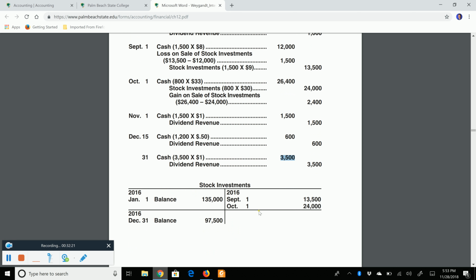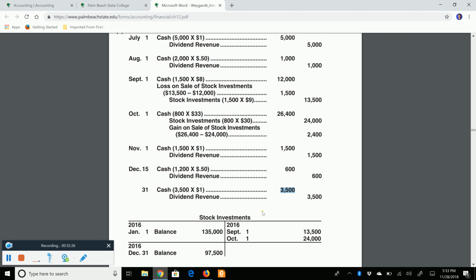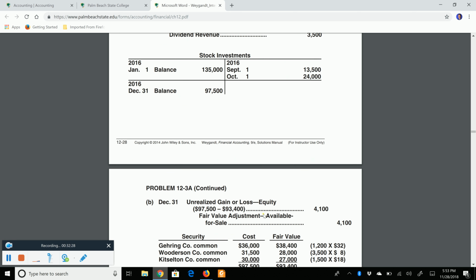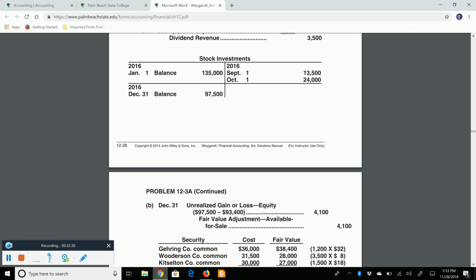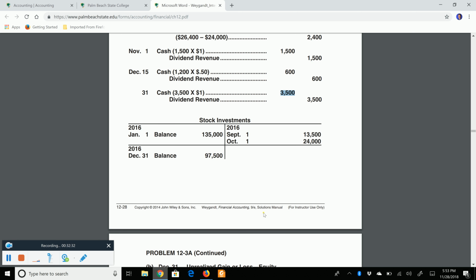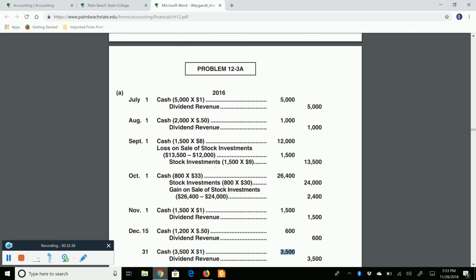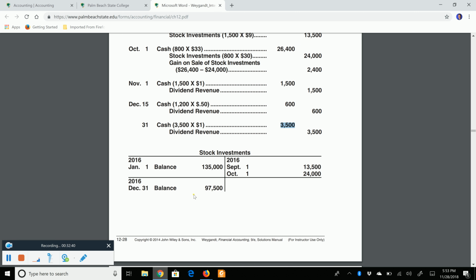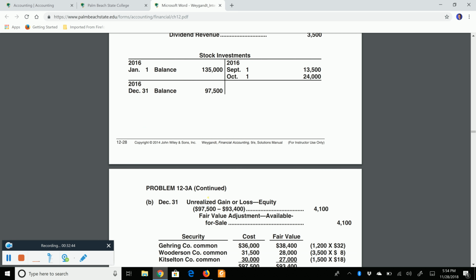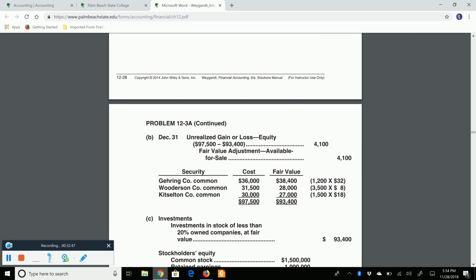All right, and so at the end of the year, you can see our stock balance. Our stock balance was $135,000 at the beginning of the year, based on the original portfolio, but at the end of the year, the portfolio has a balance of $97,500. And how do we know that?